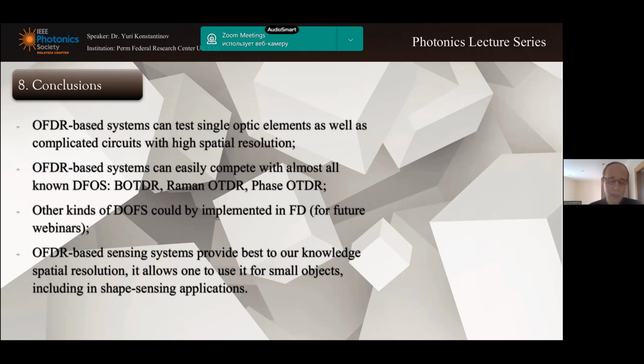OFDR-based sensing systems provide, to our knowledge, high spatial resolution. We also want to use it for small objects, including shape sensing applications. Yes, it's true. I hope that in our laboratory we could start with multi-core fibers too, and gain some experience in future.